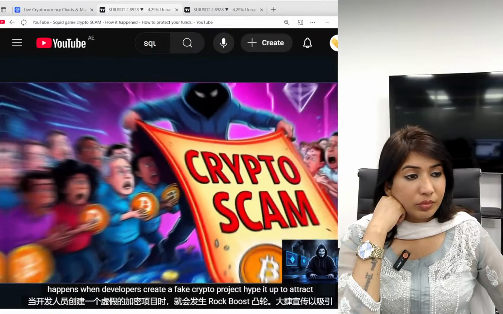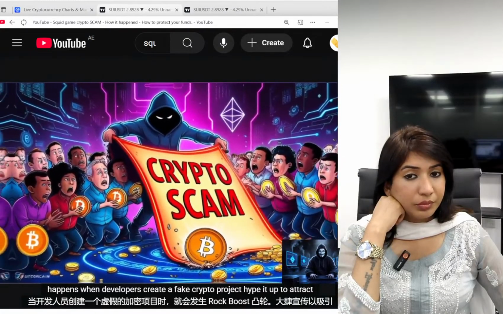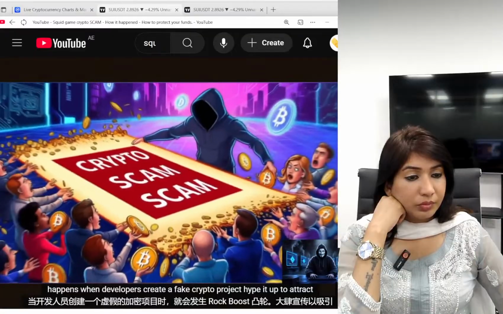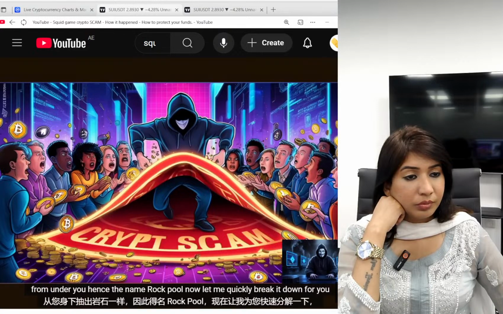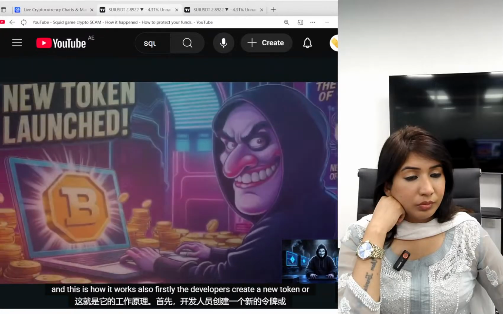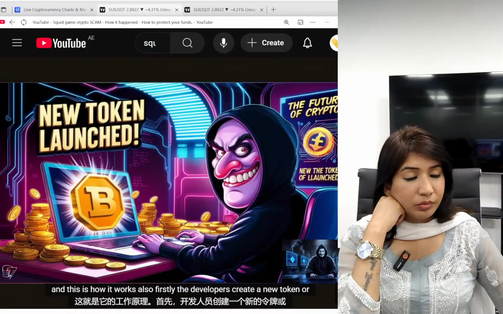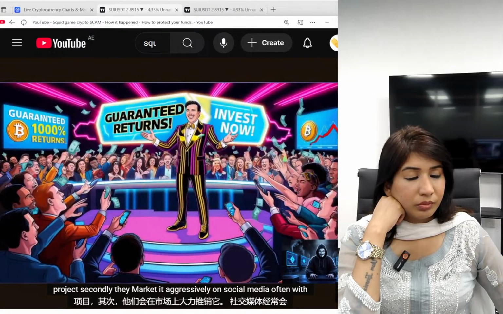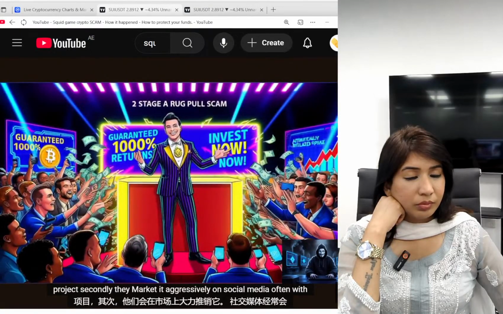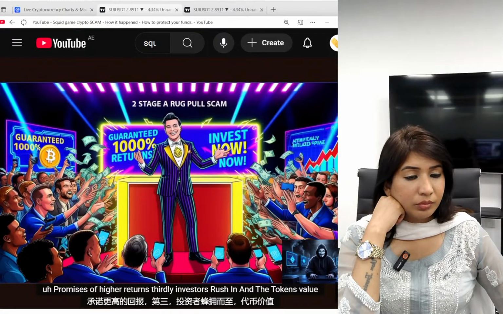The rug pull scam happens when developers create a fake crypto project, hype it up to attract investors, and then vanish with all the funds. It's like pulling the rug out from under you, hence the name rug pull. Now let me quickly break down how it works. Firstly, the developers create a new token or project. Secondly, they market it aggressively on social media, often with promises of high returns.